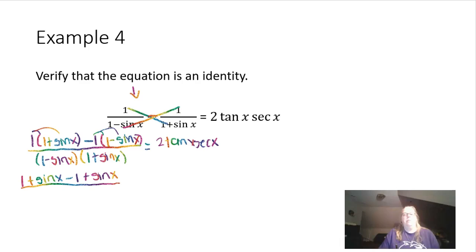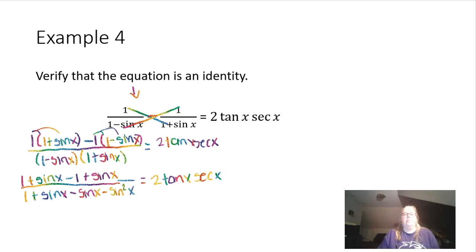In the denominator, 1 times 1 is going to give me 1. 1 times the sine of x is going to give me a positive sine x. The negative sine times 1 is going to give me a negative sine x. And then a negative sine times a positive sine is going to give me a negative sine squared x. And this is all equal to 2 times the tangent of x times the secant of x.